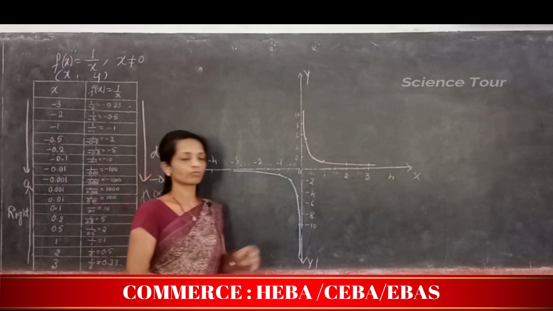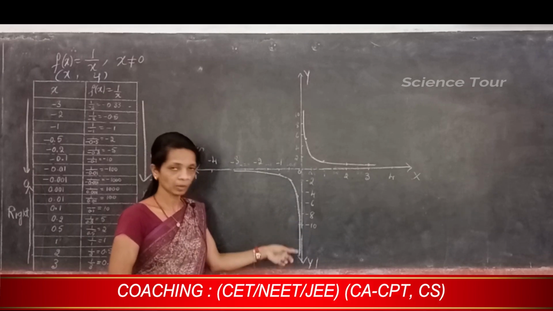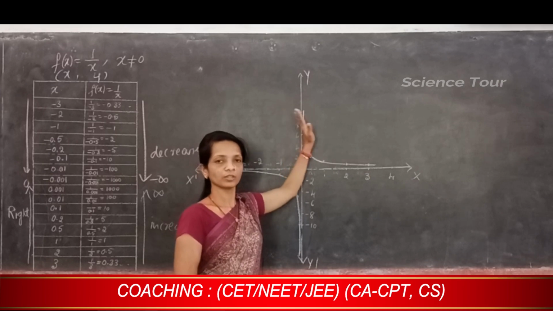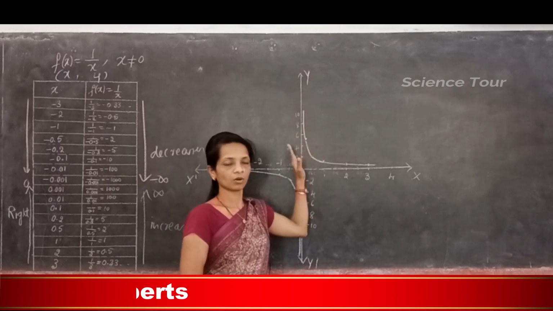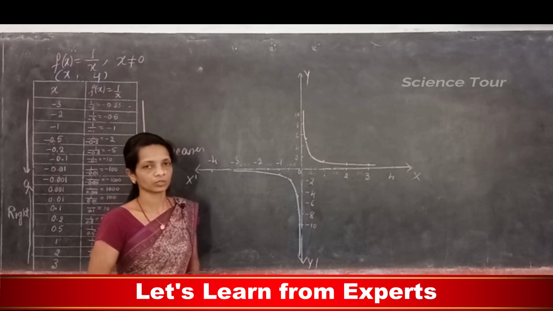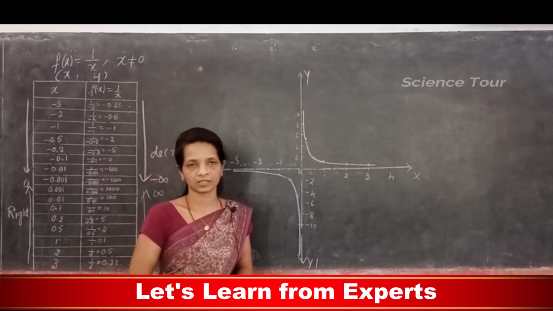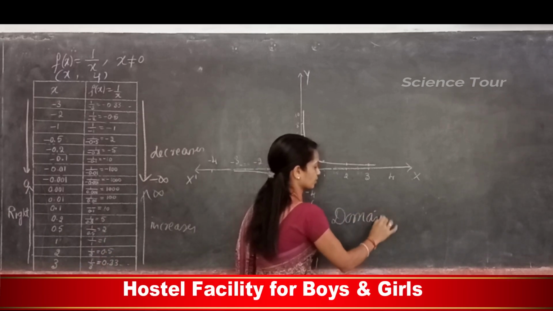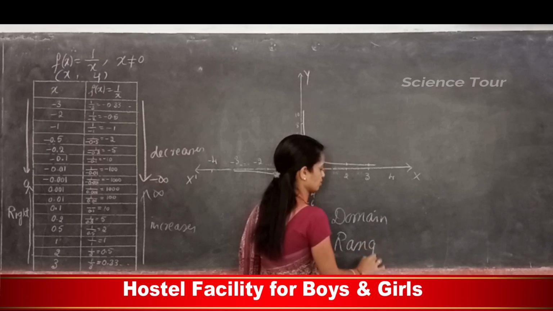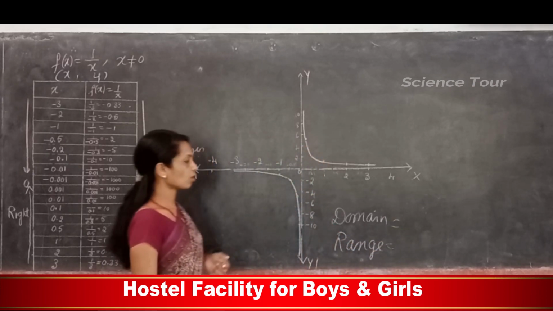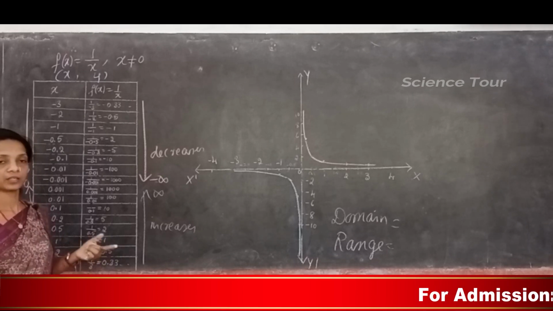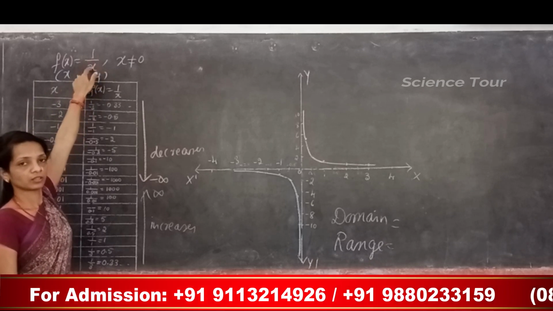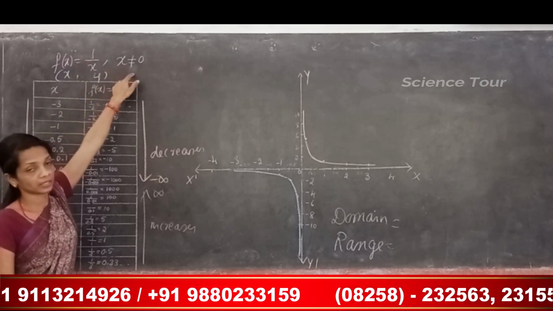So the graph of 1 by x takes a shape like this on the negative side of the x axis, and takes a shape like this on the positive side of the x axis, or to the right side of the y axis. So this is the graph of 1 by x. And what is the domain and range of this function? What is the domain? Domain means the set of all possible values of x. What are all possible values of x? I told you that you can take any value of x but except 0.